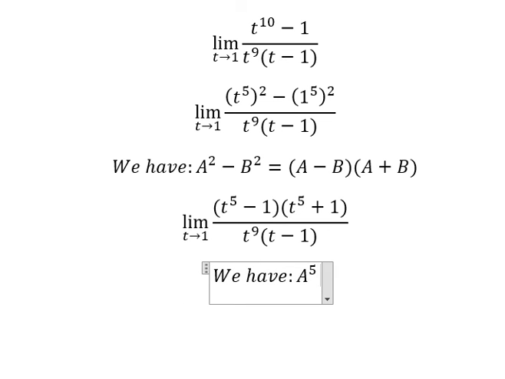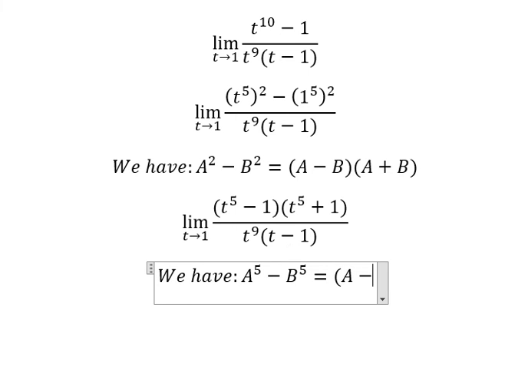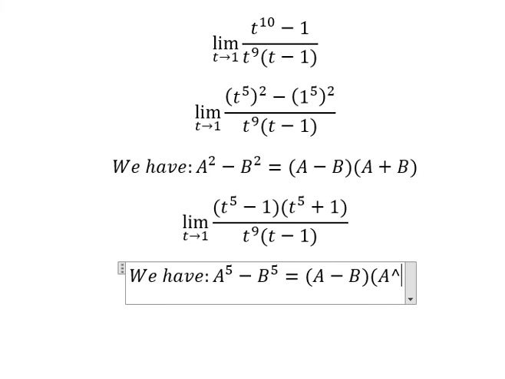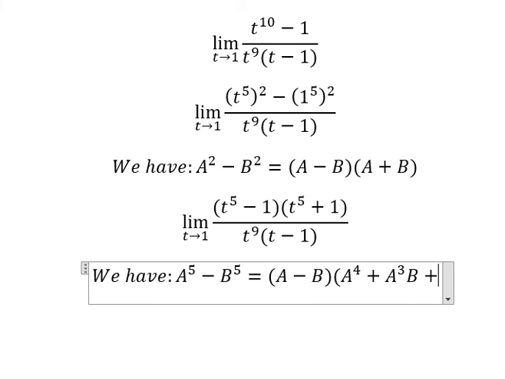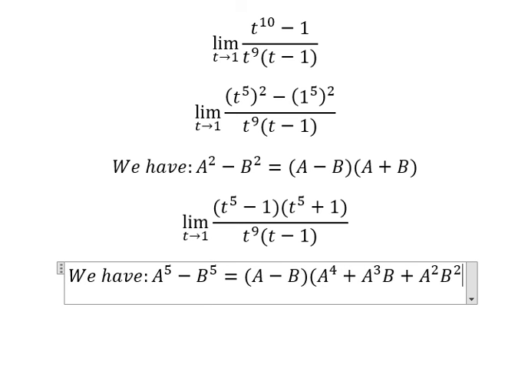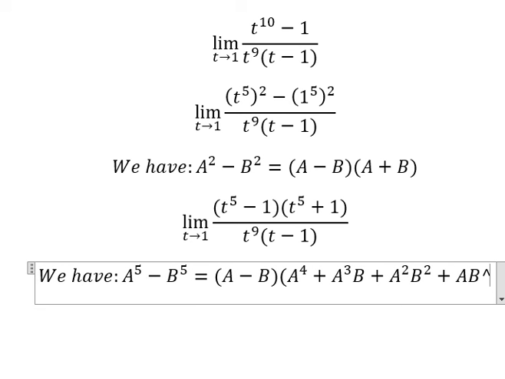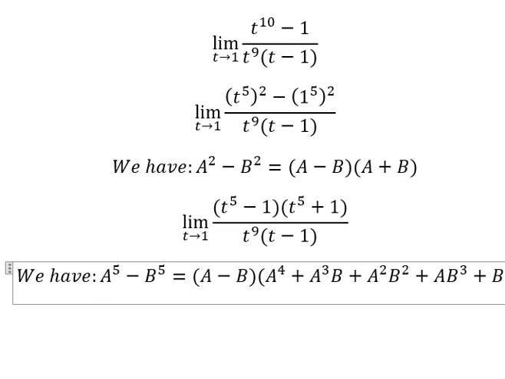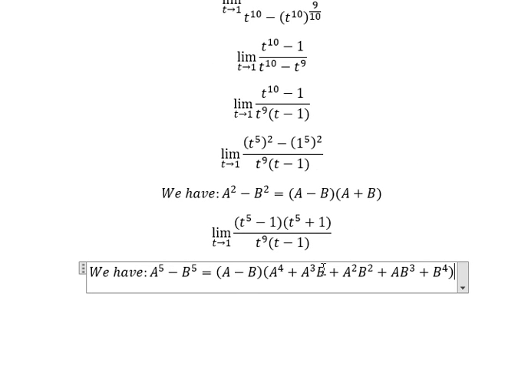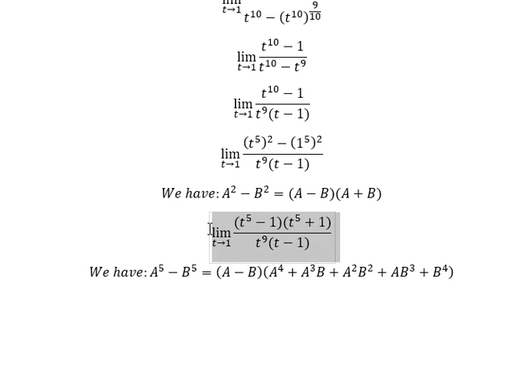a to the power of 5 minus b to the power of 5 equals a minus b multiplied by a to the power of 4 plus a to the power of 3 b, and we have a squared b squared plus a b to the power of 3 plus b to the power of 4. So we can apply this formula in here, and now we have like this.